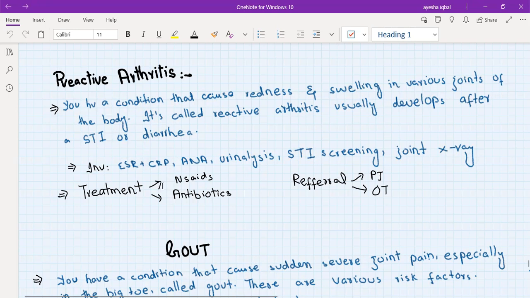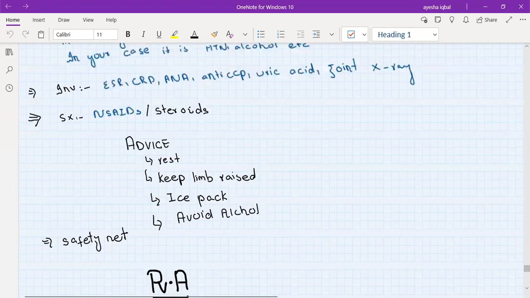Now, treatment will be NSAIDs and antibiotics. Now, antibiotics are basically for the infection. So antibiotics don't have any role in clearing up the joint pain, but they will obviously clear up the infection that is the cause of the joint pain. Now, referral. So for referral, you will first of all refer to physiotherapy and occupational therapy. You will arrange a follow-up after a few weeks, and if the patient is still not better, then you will refer to rheumatology. Also, please safety-net this patient for septic arthritis. So tell the patient that if you have any fever, or you generally feel unwell, then please go to the emergency department. Okay.